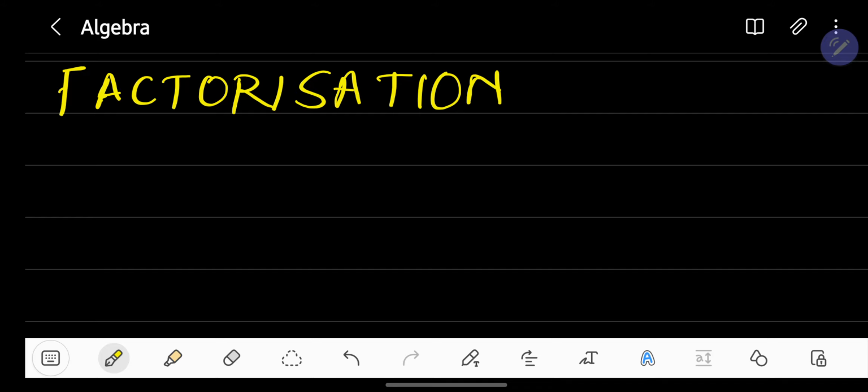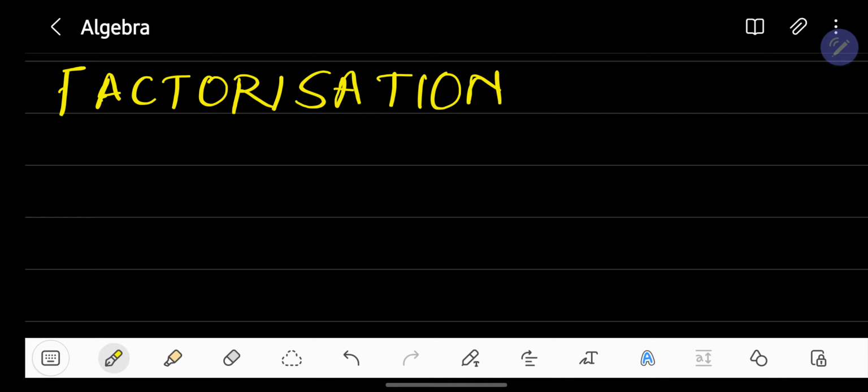Okay, what do we do when we factorize? Factorization, we are simply taking out a common factor. Okay, we are taking out a common factor, or we are finding the factors of a certain expression.